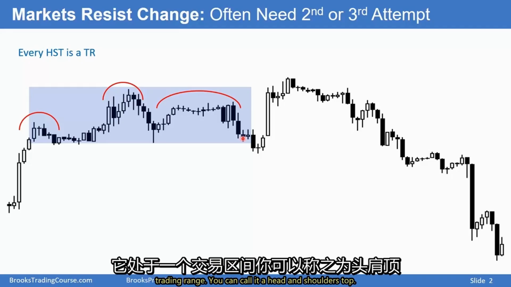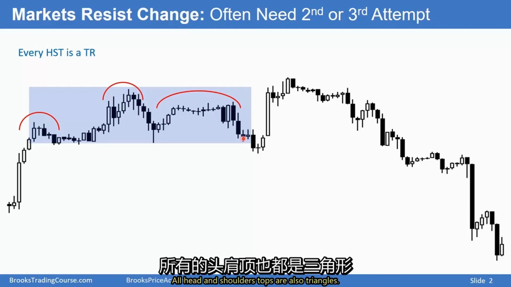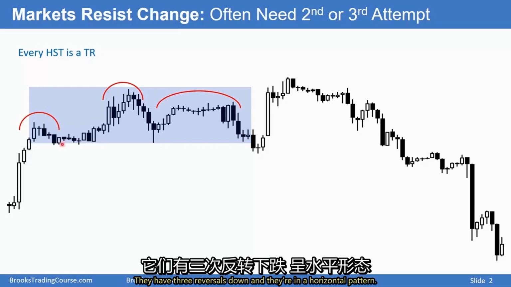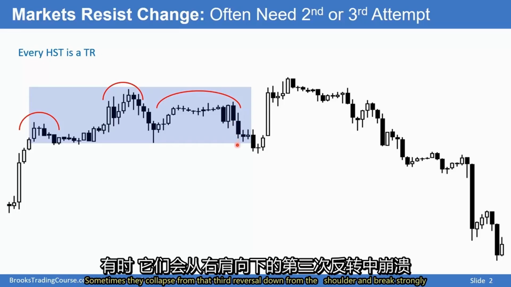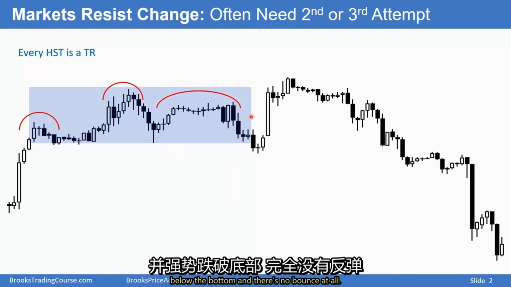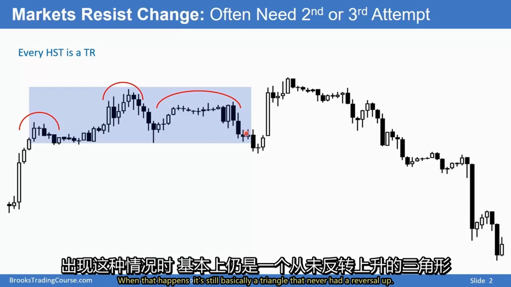You can call it a head and shoulders top. All head and shoulders tops are also triangles. They have three reversals down, and they're in a horizontal pattern. Sometimes they collapse from that third reversal down from the right shoulder and break strongly below the bottom, and there's no bounce at all. When that happens, it's still basically a triangle that never had a reversal up.